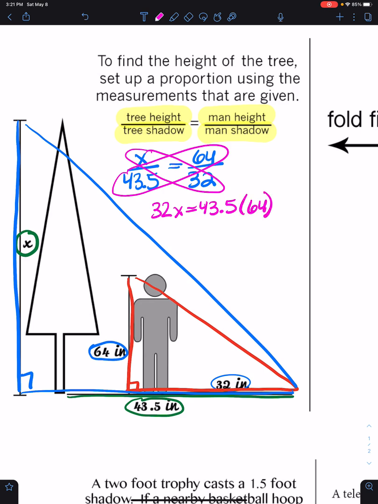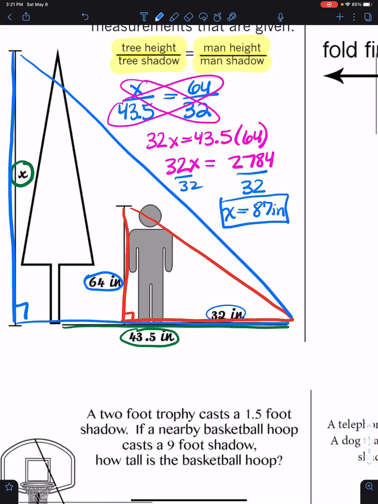You are allowed to use your calculator. So if I put 64 times 43.5 into my calculator, I get 2,784. And this becomes a one-step equation. So since X is being multiplied by 32, the opposite would be to divide both sides by 32. And 2,784 divided by 32 is 87. So that tree is 87 inches tall.